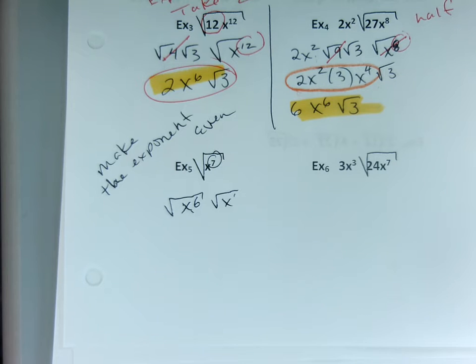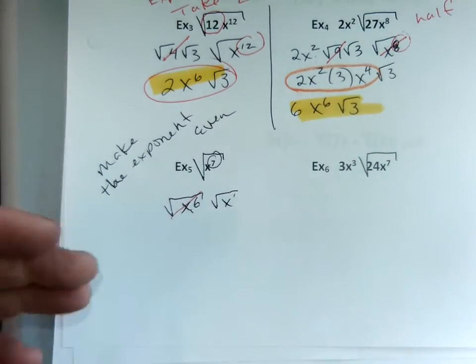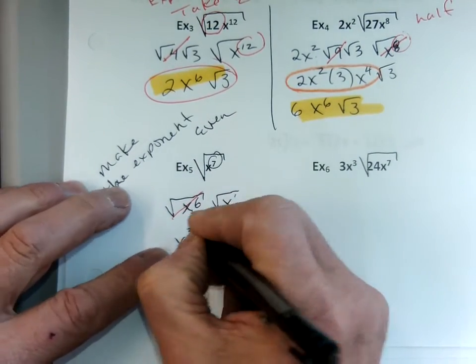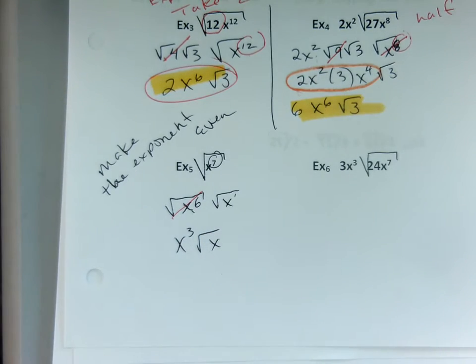I can take half of that. So what's half of 6? 3. X to the 3rd, right? So x to the 3rd comes out when you take the root of it. I get an x to the 3, it's out, and then the square root of x is just the square root of x. Because we don't know what x is, we can't take half of it, we are done. Any questions? Okay.